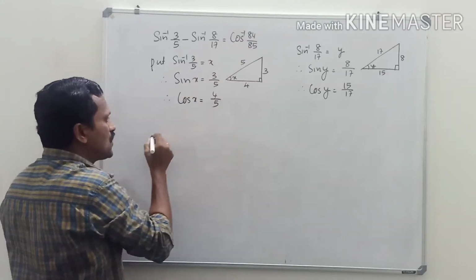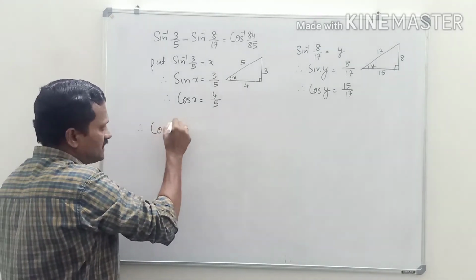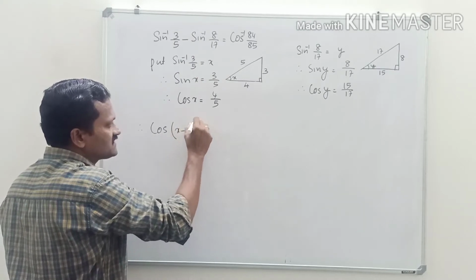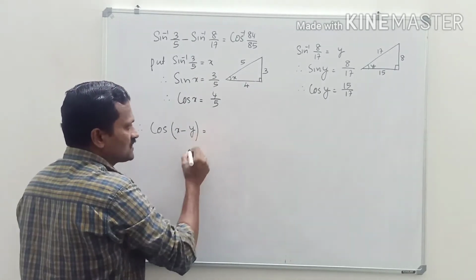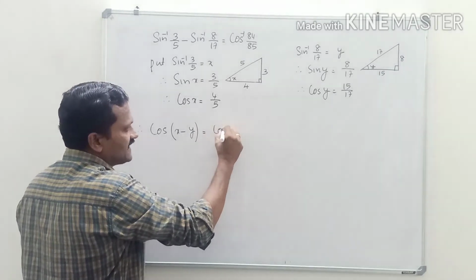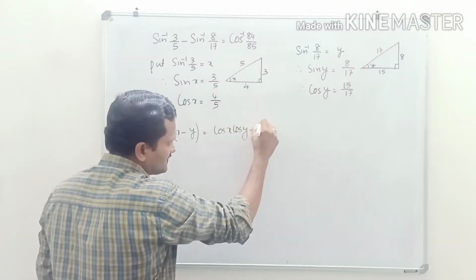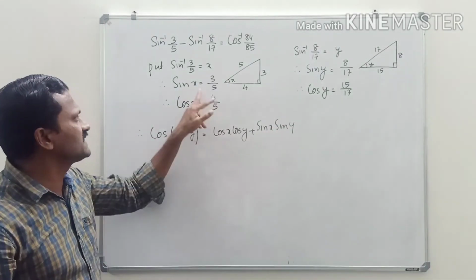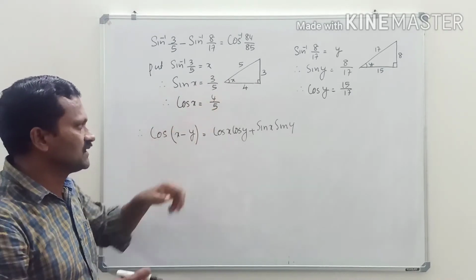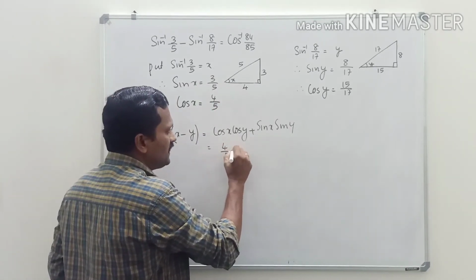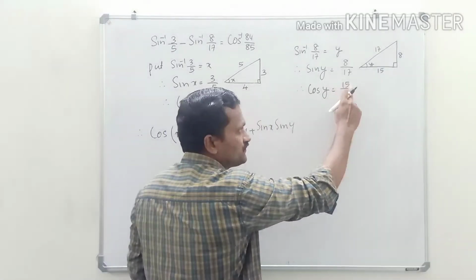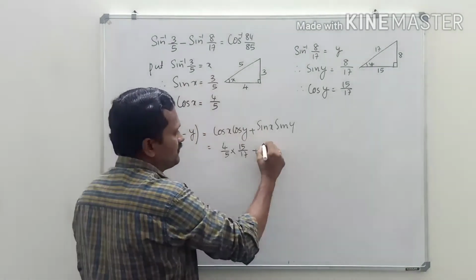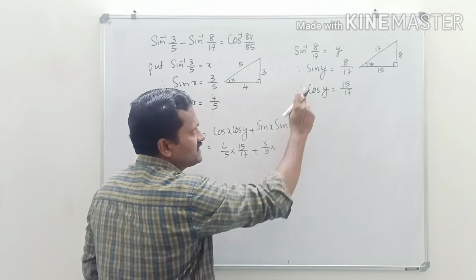The answer is cos inverse, so we find cos of x minus y. What is cos x minus y? Cos x cos y plus sin x sin y. What is cos x? We found that cos x equals 4 by 5, into what is cos y? It is 15 by 17, plus what is sin x? 3 by 5, into what is sin y?